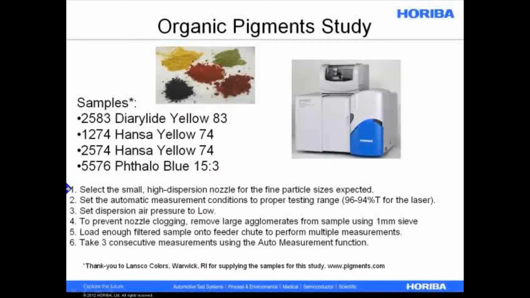We used the small high dispersion nozzle. We set up the instruments so that the automatic feedback loop continually kept a continuous mass flow rate of particles through the system by measuring the concentration of particles and changing the vibration rate as it looked at the concentration. A great unique feature of the dry powder feeder in the LA950. We kept the air pressure down fairly low for these samples. They were easy to disperse. And then we just loaded up enough, did 3 consecutive measurements, and then looked at the repeatability.